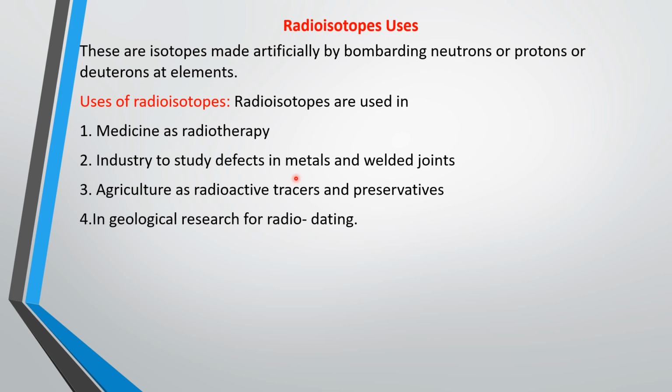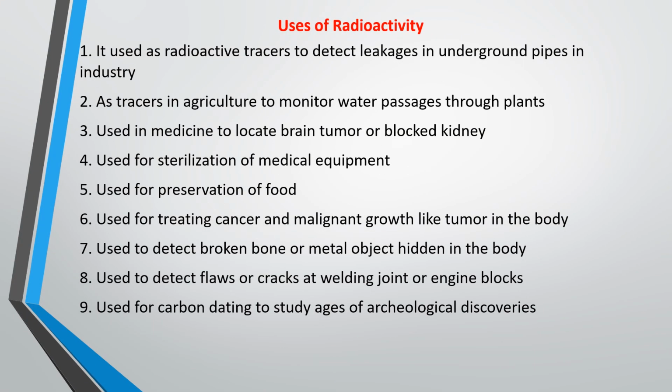So these are the major uses of radioisotopes. But what of the uses of radioactivity? Just as we mentioned for radioisotopes, the uses of radioactivity are many, and so we'll look at some of them. Radioactivity is used to detect leakages in underground pipes in the industry.